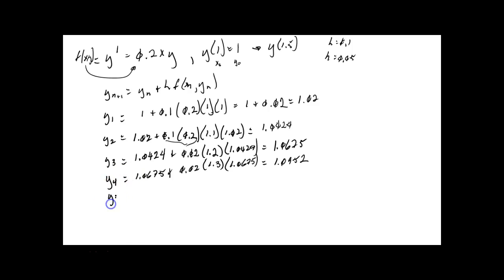And then your y sub 5, which should be getting awfully close. This is 1.0952, whatever you had in the calculator, leave it there, plus 0.02 times 1.4 times 1.0952.